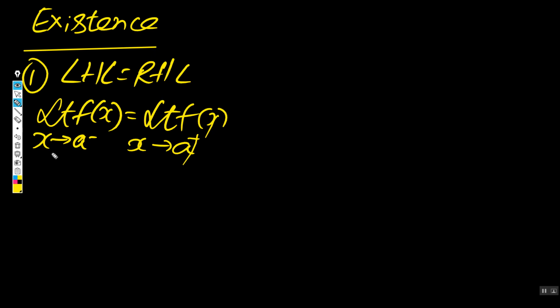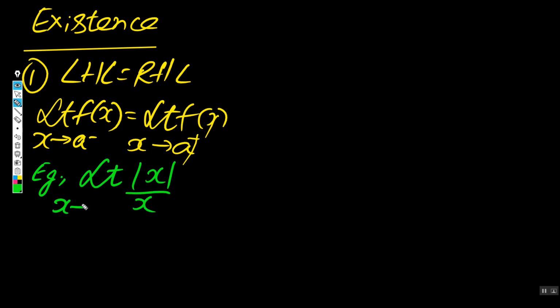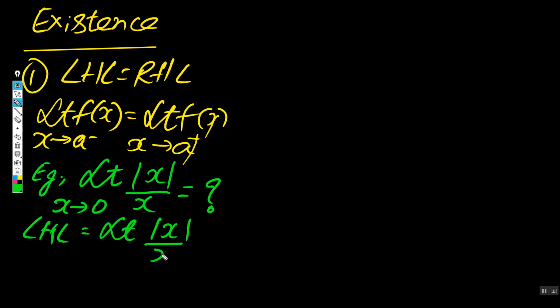Now, let me revise an example based on this. Example, limit of mod x by x as x tends to 0. This is very clear. The left-hand limit is equal to limit of mod x by x as x tends to 0 minus, this becomes minus x because it is tending to negative 0, minus x by x, and it is minus 1. Similarly, if you take right-hand limit, obviously the right-hand limit will be plus 1.